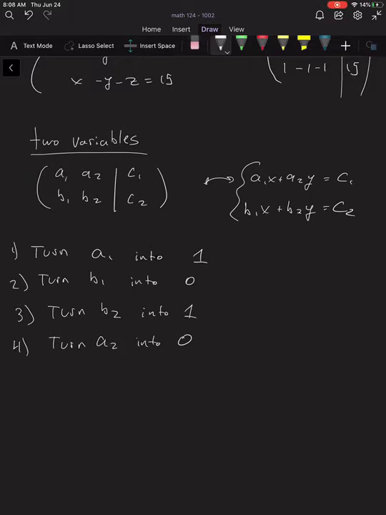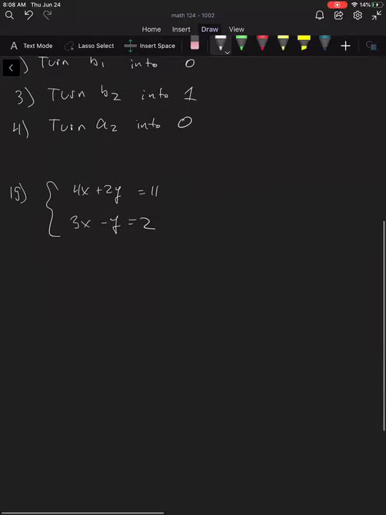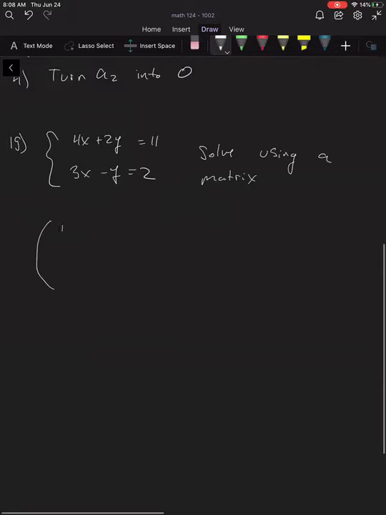Okay, so let's do it with a couple of problems. Let's do number 15. So we want to solve 4x plus 2y is equal to 11, and 3x minus y is equal to 2. All right, so we want to solve this by using a matrix. So put this into a matrix. We're going to have 4, 2, and 11. And 3, minus 1, and 2.